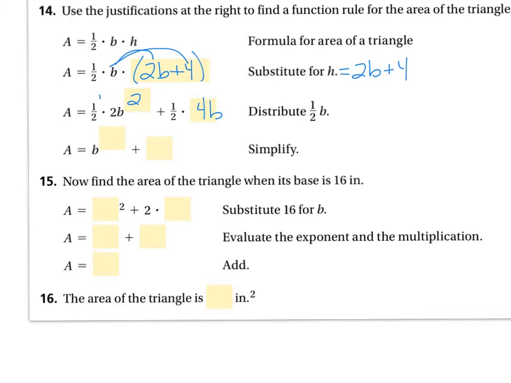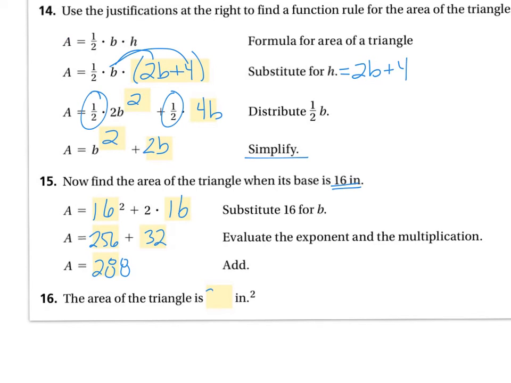And now we distribute, as you see, the 1/2 in as well. So b squared plus 2b. That would be our simplest version of our area. Now find the area of a triangle when its base is 16. So we're going to have 16 squared plus 2 times 16 because we put 16 in everywhere that b was. 16 squared is 256. 2 times 16 is 32. Add them together and you get 288. So the area of the triangle is 288 inches squared.